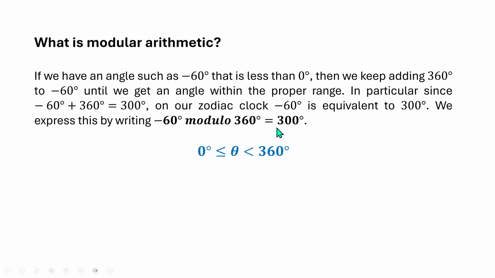Okay. Now, usually we will be dealing with positive angles, but if we have a negative angle, such as negative 60 degrees, that's less than 0 degrees, then we keep adding 360 degrees to this angle until we get an angle within the proper range. In particular, since negative 60 degrees plus 360 degrees is equal to 300 degrees, on our zodiac clock, negative 60 degrees is equivalent to 300 degrees. And we express this by writing negative 60 degrees modulo 360 degrees is equal to 300 degrees.